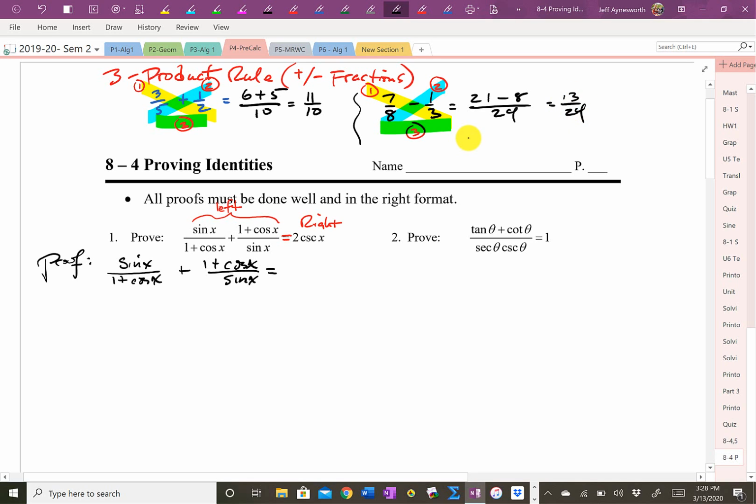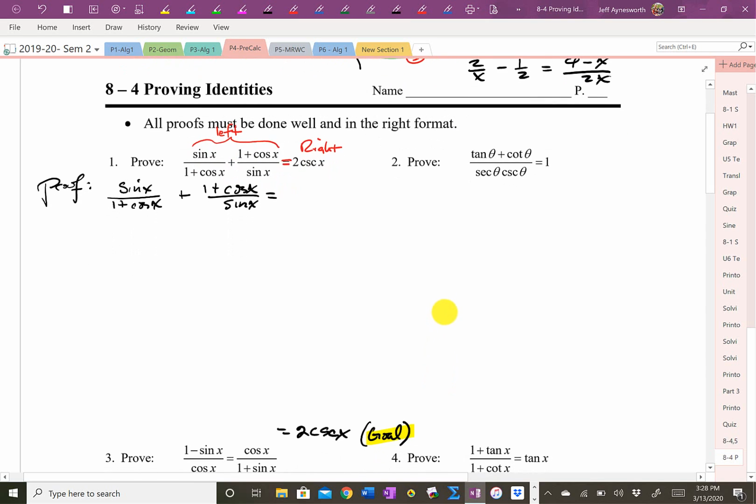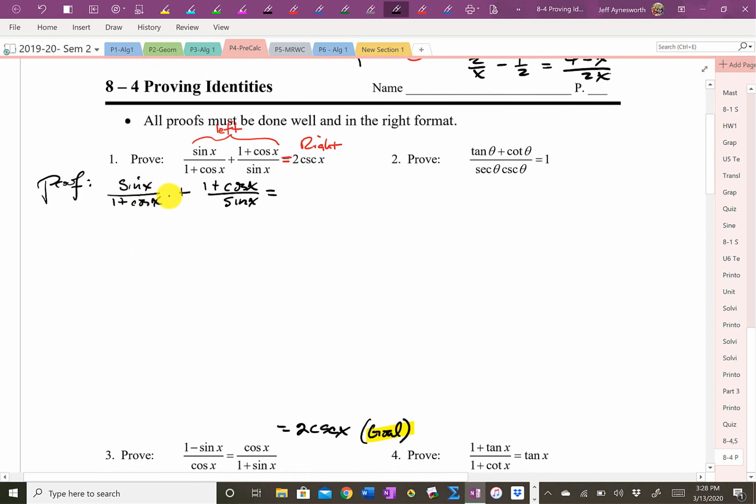This works for variables too. So if I have, let's say, 2 divided by x minus 1/2, I get 4 minus 1 times x, or x, divided by 2x. So it works for variables as well. And this is how I combine expressions real fast. So let's go ahead and use it. Like right here, I see sine x times sine x, which is sine squared x.